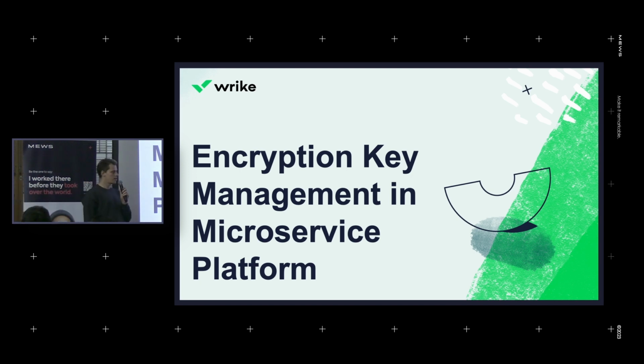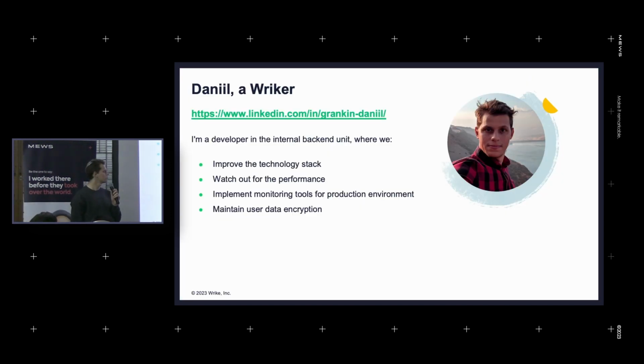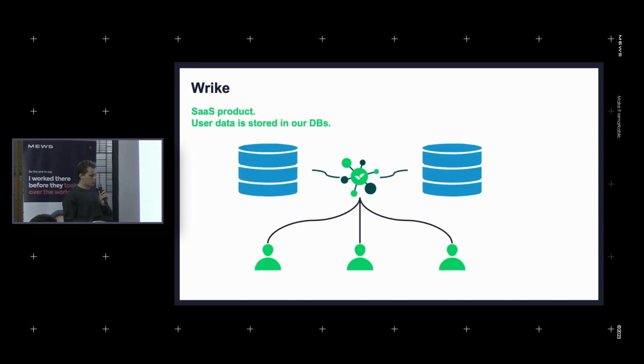Hi, everyone. I am Daniel. I'm a Wriker. I'm an internal backend unit engineer, and we're improving the technology stack. The recent transition to Java 17 wasn't too easy, but we still watch out for performance, monitor the production, and we're also in charge of user data encryption. So today I'm going to share one of the feature stories we have in Wrike, and how we overcame what was initially thought to be a minor cobblestone, but needed more attention. Let's talk first about the environment of the problem.